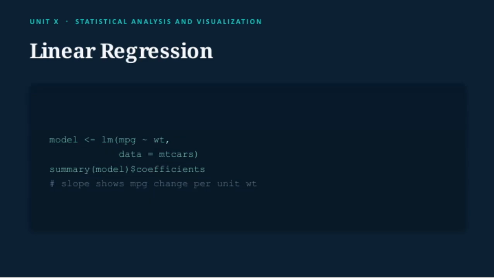Here, we're looking at a simple linear regression model. It predicts miles per gallon based on the weight of a car. The key number is the slope. It tells us how much MPG changes for each unit increase in weight. This kind of analysis helps us understand relationships between variables, and it's a foundation for more complex statistical modeling. It's a powerful tool for making data-driven decisions.